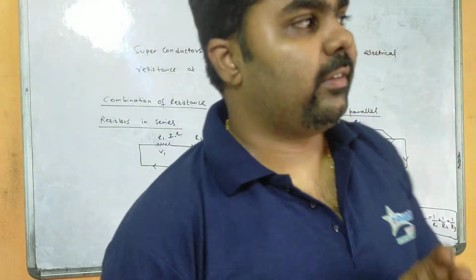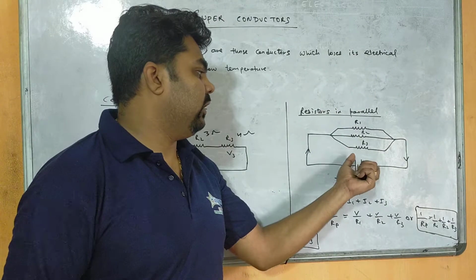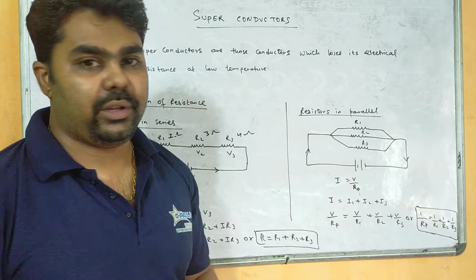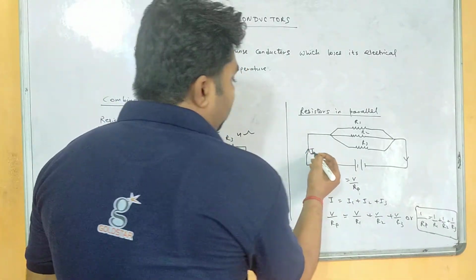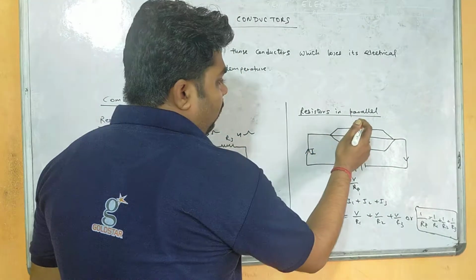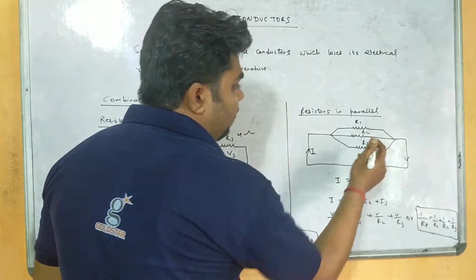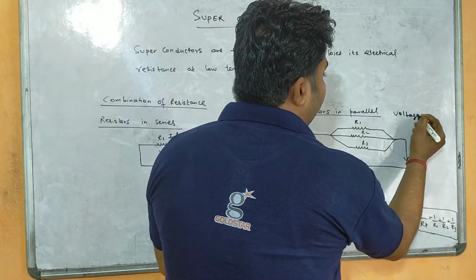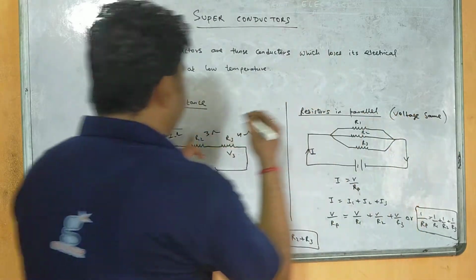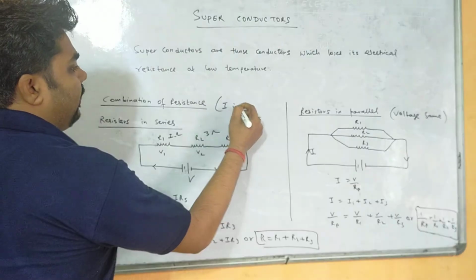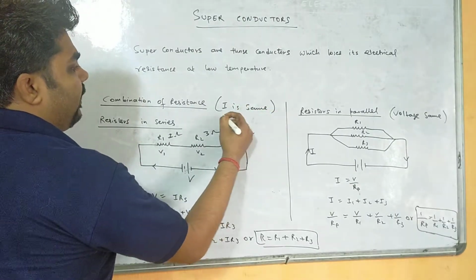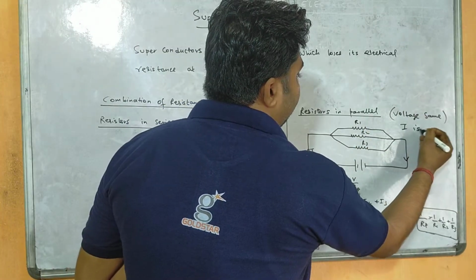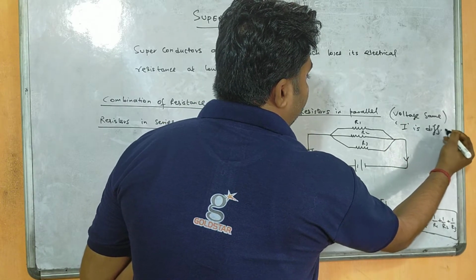Similarly, if the resistances are connected in parallel, that means R1, R2 and R3 are connected parallelly and their terminals both are connected with the battery. So you see, when I amount of current is passing here, the voltages across R1, R2 and R3 remain the same. That means voltage remains the same in parallel. So here voltage is the same, and in series connection we have seen current is the same. If current is the same, V is different, and if voltage is the same here, current is different, right?